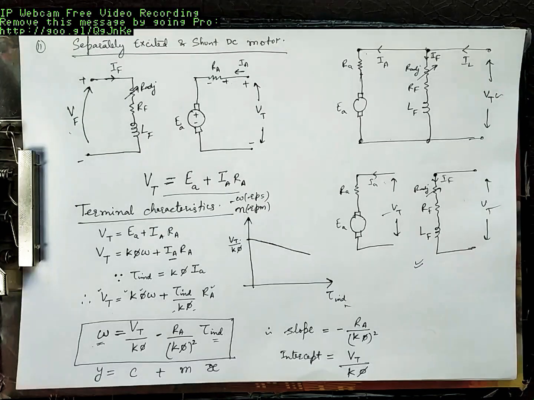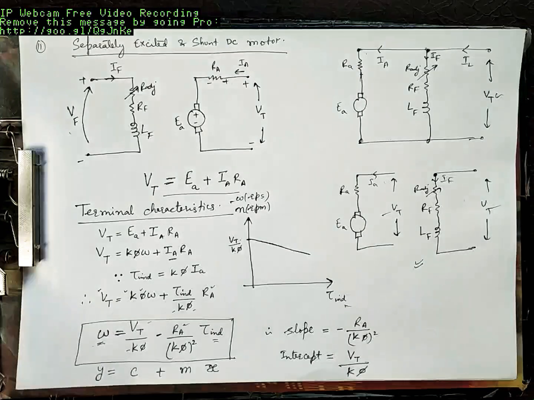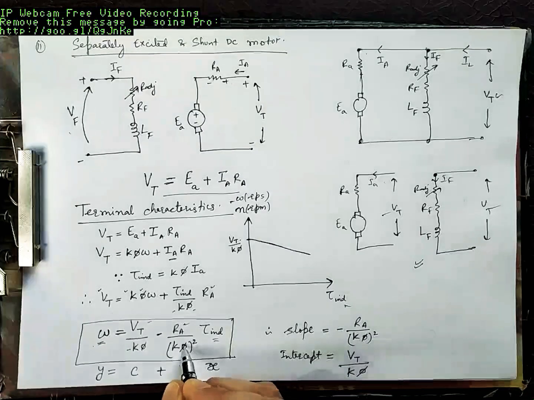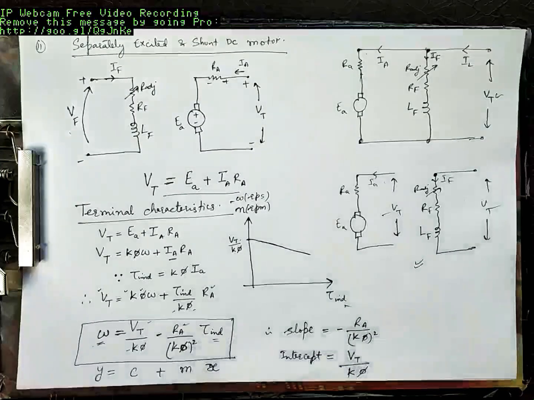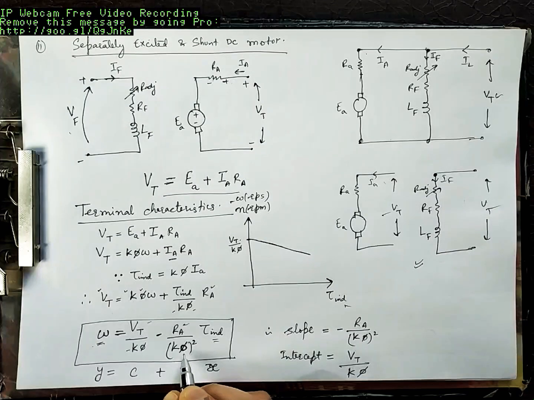But here what we have assumed is that since Ra is constant, Vt is constant, and K is constant, flux phi is constant. That is, flux in the machine is constant. But we have studied in earlier lectures that the flux phi in the machine is a function of armature reaction. That also means that flux phi is a function of the armature current.